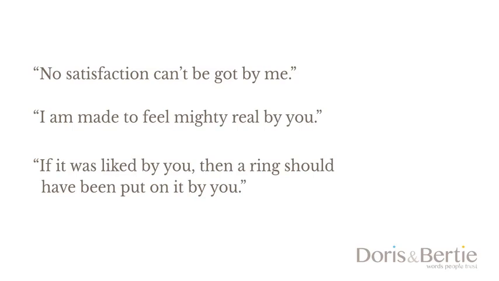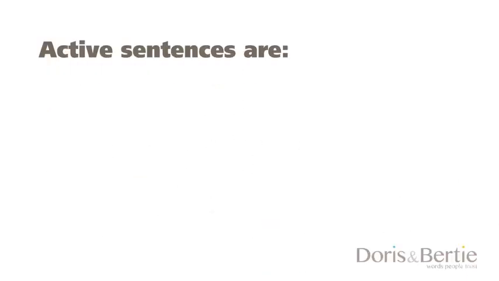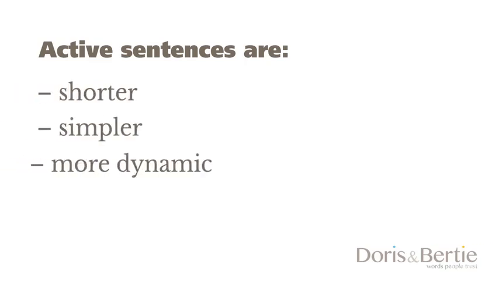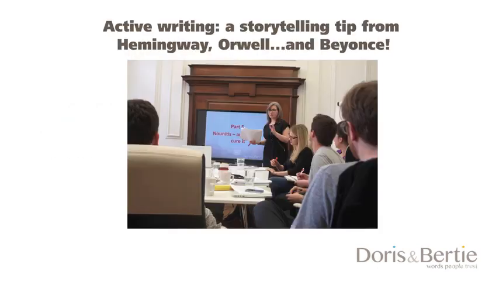So just to sum up, some reasons to prefer the active voice rather than the passive voice if you can. Active sentences are shorter, they're simpler, and they're just more dynamic. So do use the Hemingway app to root out any rogue passives in your writing and see if you can rework them to make them more active. I'll leave it there for now, and in the next lecture I'm going to be giving you some more reasons to avoid passive sentences, especially if you want to tell stories that inspire your readers.